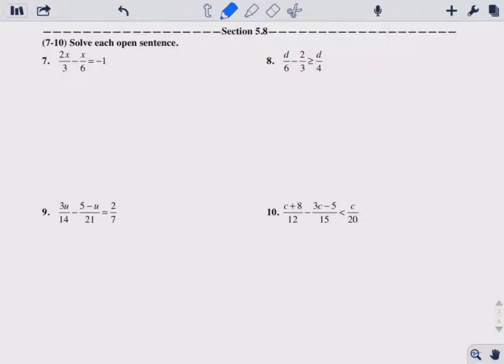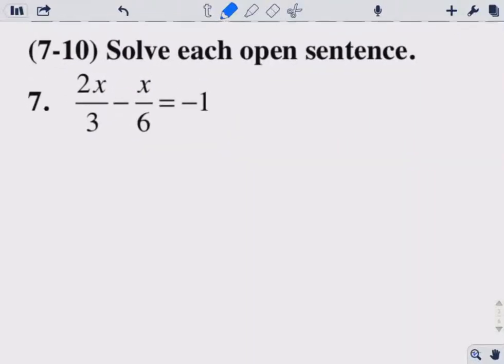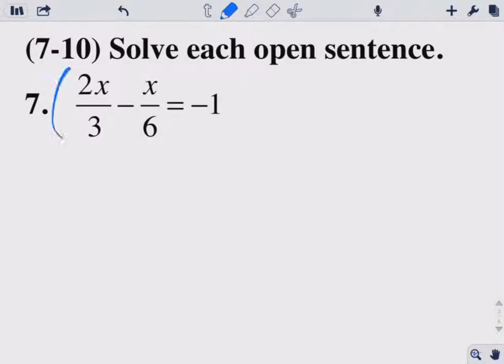Okay, moving on to section 5.8. This is page 2, unit 8 review for Algebra 2, 4th period. We want to solve each open sentence. This is section 8. Remember, this is all about GCFs.